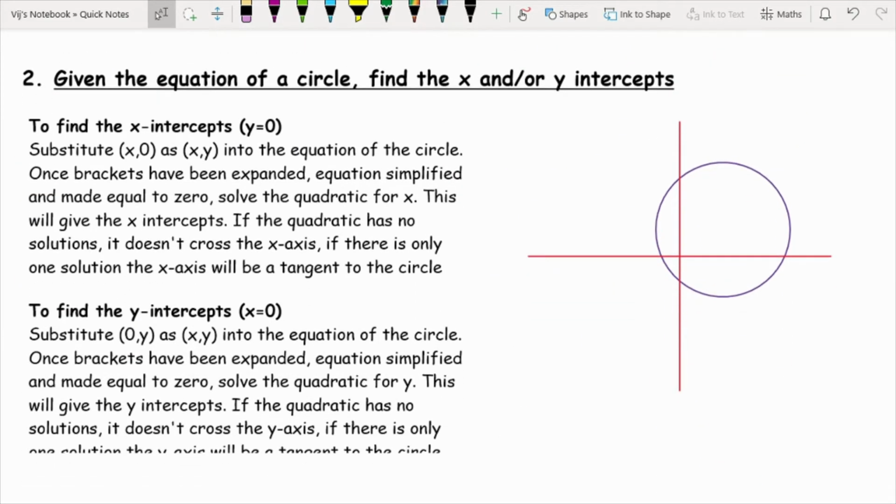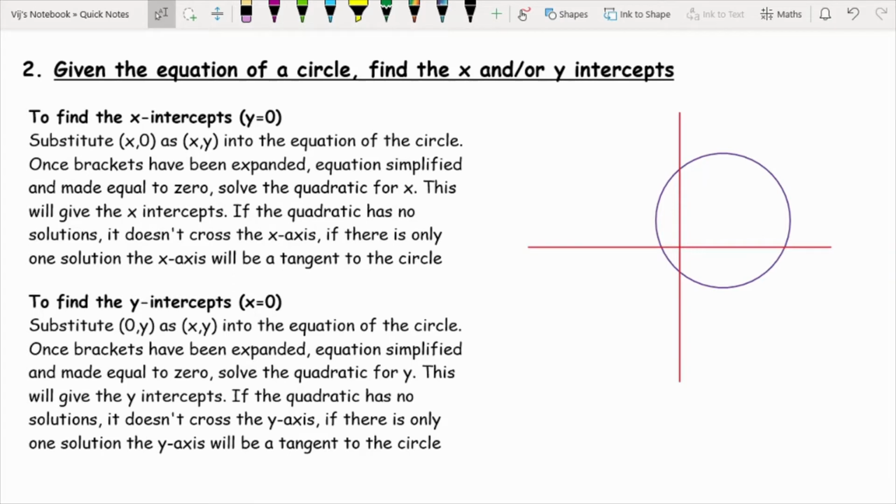So moving on to our next example. Now again, there's two variations on this one. Given the equation of a circle, find the x and or y intercepts. To find the x-intercepts or the y-intercepts, it works in the exact same way as when you're working out the roots of or sketching a quadratic equation. To find the x-intercepts, you've got to make y equal to 0 in the equation. Now for this, we substitute x, naught as the coordinate, where x is what you don't know because you're trying to find what the x ordinates actually are, and you know what the y ordinate is because that's going to be 0.